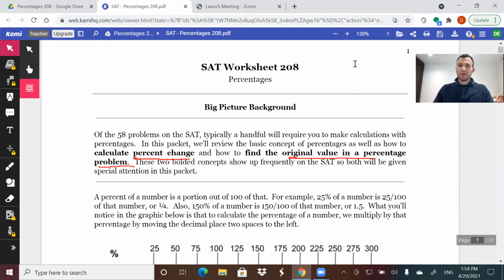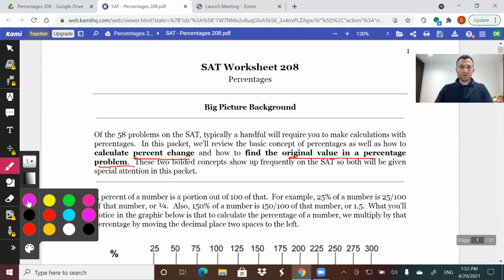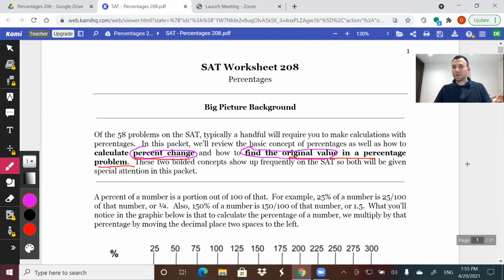This is SAT Worksheet 208, percentages, and by the end of this worksheet, you should have a heads up of what to look out for as far as what type of percentage problems you'll see on the test. There's predominantly two that you just need to be very aware of. Those are percent change problems and find the original value problems. And I'll show you techniques or tactics for each one of these.